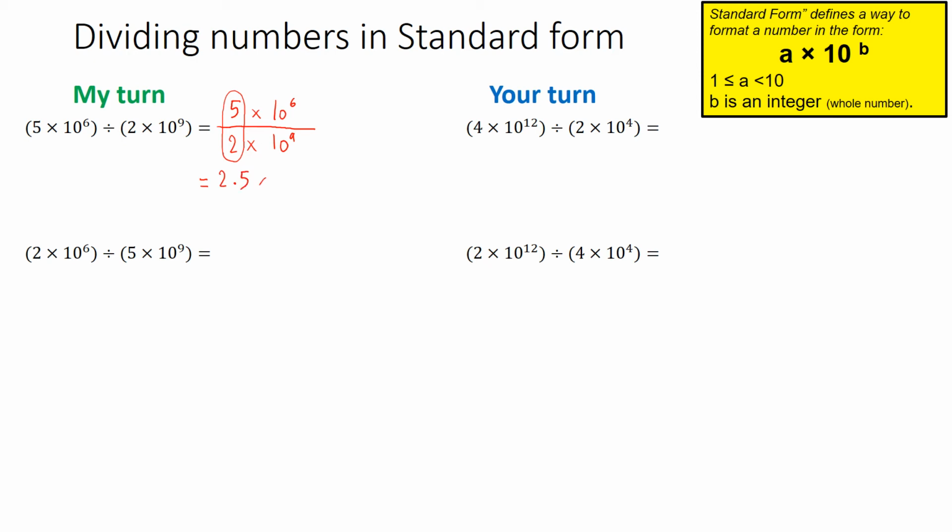And to handle the powers of ten, you use your laws of indices. So in the numerator, you have 10 to the power of 6. At the denominator, you have 10 to the power of 9. So you're going to end up, as a result, having 10 to the power of 6, take away 9, which is minus 3. So we need to be careful here. That is 6, take away 9. So you're going to have 10 to the power of minus 3.